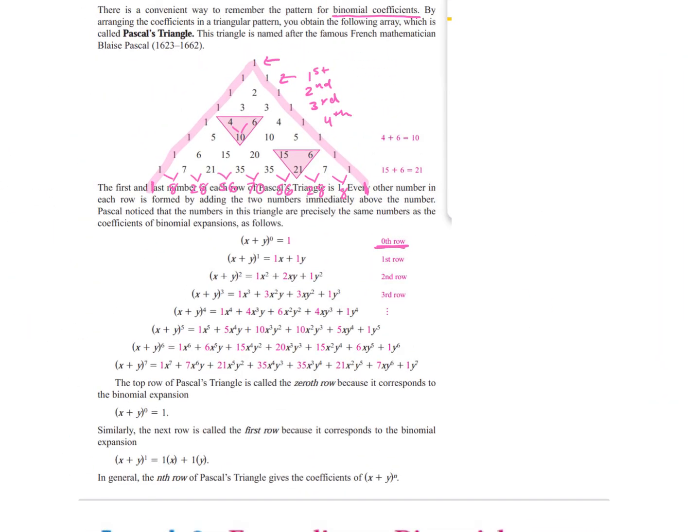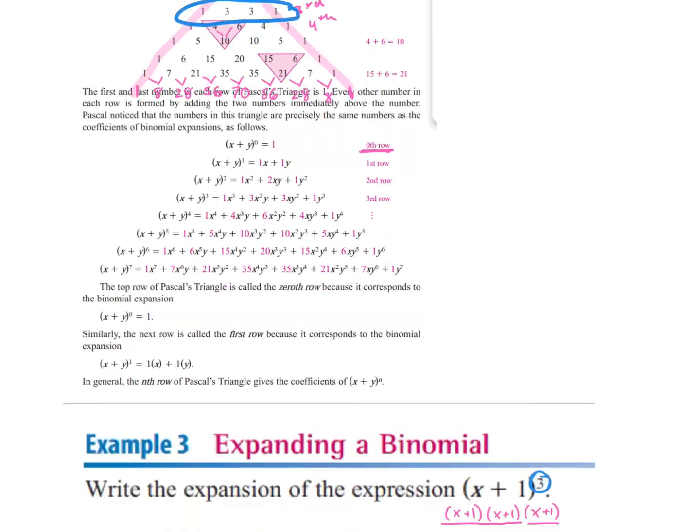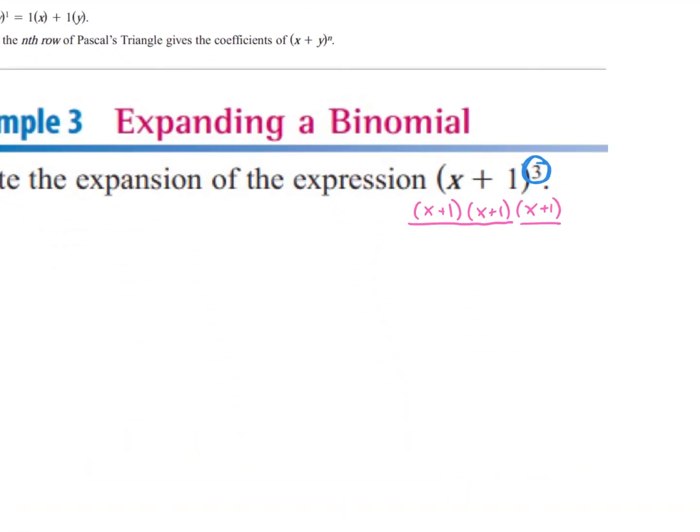So here we're going to look at the third row. We're going to take the coefficients of the third row, which is 1, 3, 3, 1. So we're going to start with that. Our second row comes from the first term in our binomial, so that'll be x, which I'll just rewrite here. And then the third row comes from the second term in your binomial, so 1s.